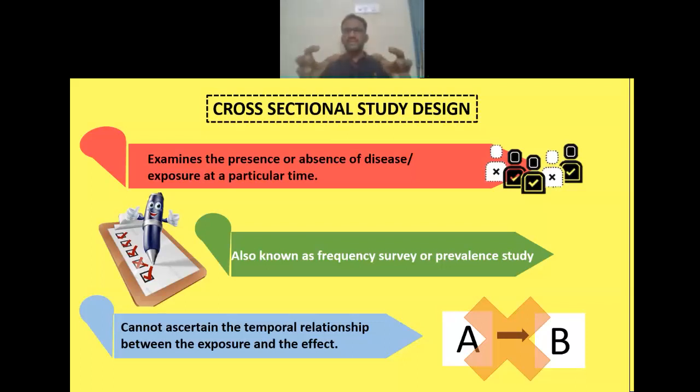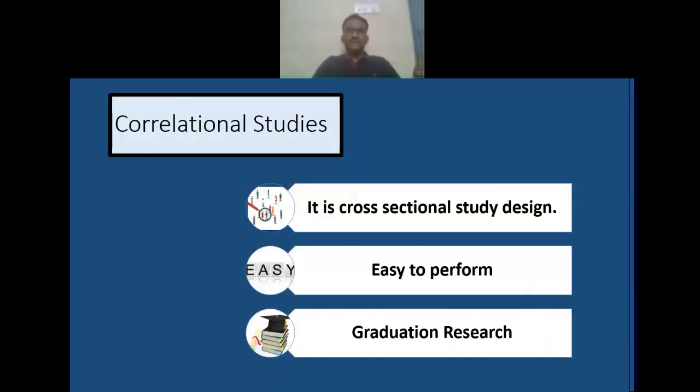The major thing to remember in this study design is that it cannot ascertain the temporal relationship between the exposure and the effect. So we are not able to determine whether A had caused B or B had caused A. We won't be able to ascertain this temporal relationship or cause effect relationship with this study design. You may be wondering why I have been talking about all these things, but nowhere has the word correlation itself come. Where does it come from?